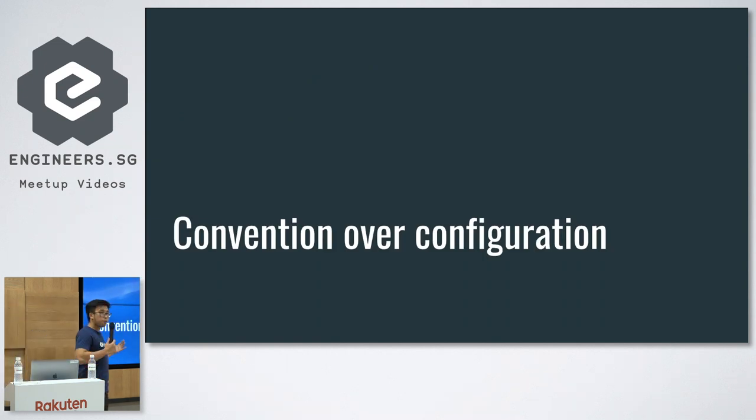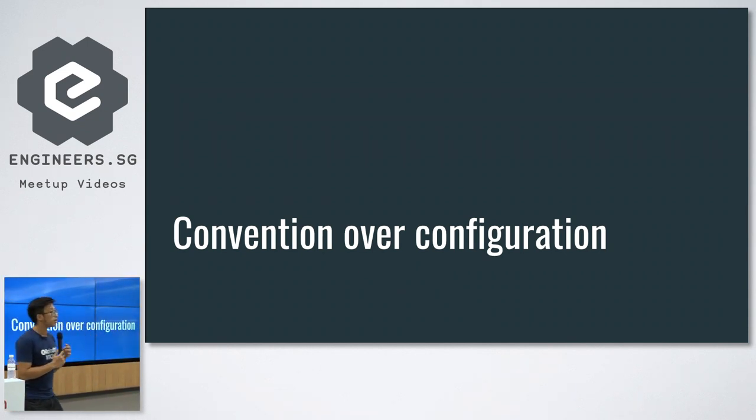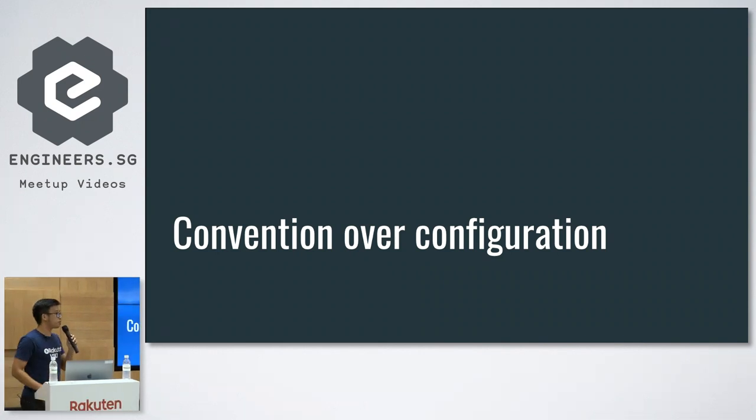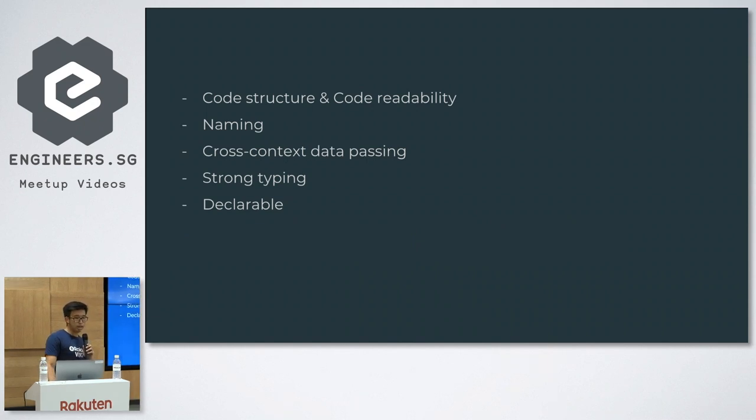So that's why we try to differentiate ourselves. We work together here at Rakuten Viki as a team, in an organization. We try to differentiate ourselves from a group of people that follow different conventions. So we have our common conventions to achieve our common goals. Convention over configuration is a very common term in the Rails world, so I don't need to explain more about that. I will first talk about how we're going to maximize searchability, readability, and predictability in code structure and code readability, and all the namings, cross-context parsing, strong typing, and declarable.